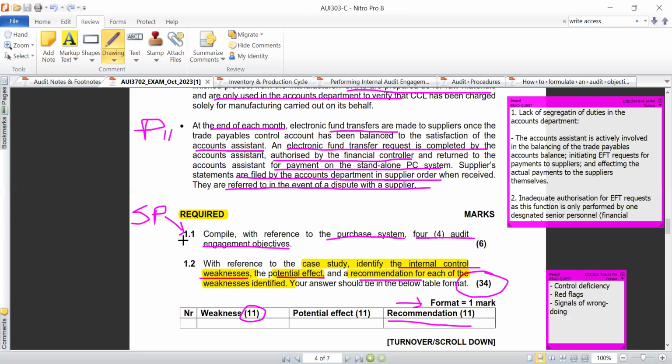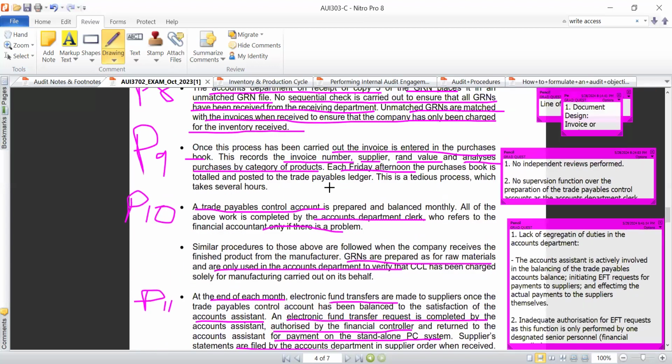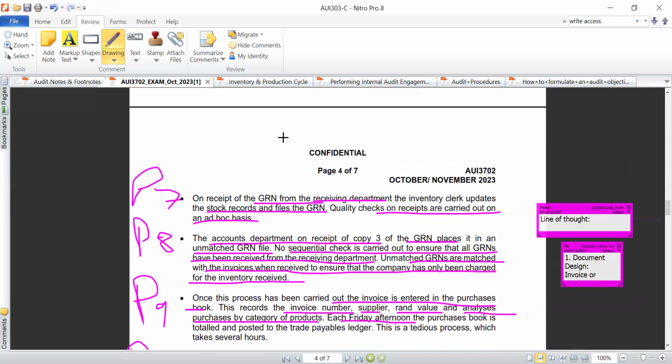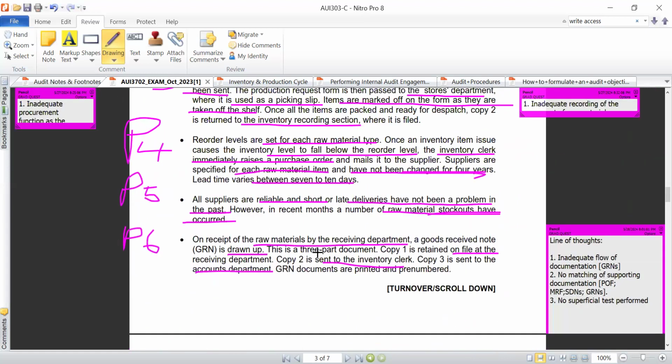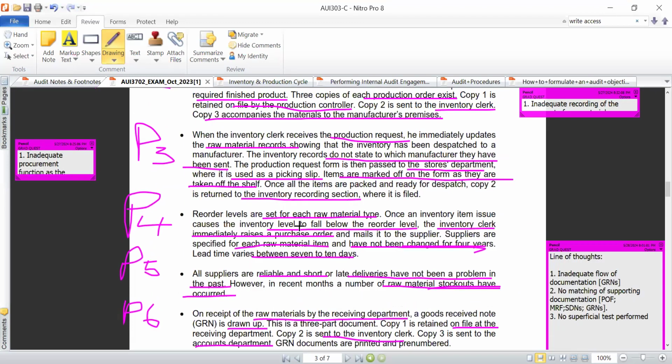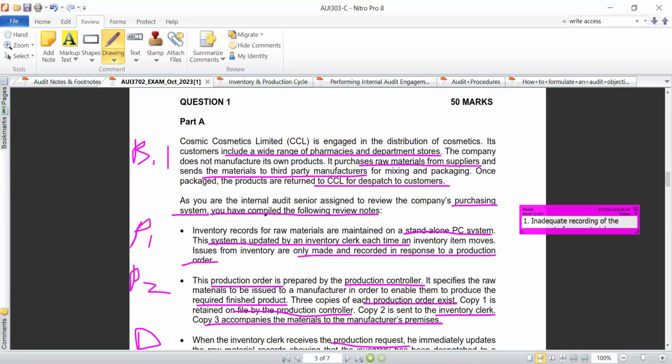So I want to come back to address this question 1.1. That's why I was showing you those notes about audit objectives. Now, with reference to the purchase system, what do they want you to do? Compile 4 audit engagement objectives. It is with reference to the purchase system, meaning your audit objective statements can emanate from any part of these bullet points that we have identified. So I'm going to read, for instance, the first bullet point, and then I would ask you what can go wrong there. If you can identify what can go wrong there, then we can draw the audit objective from that.